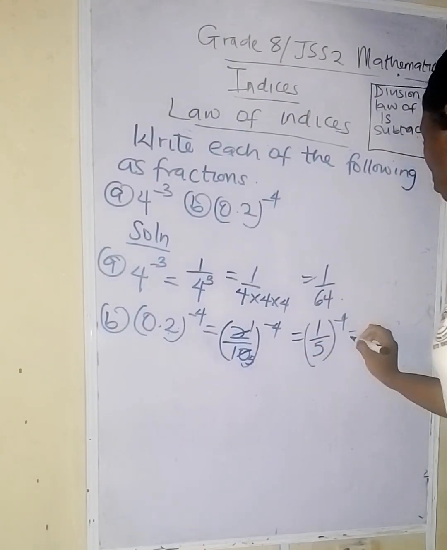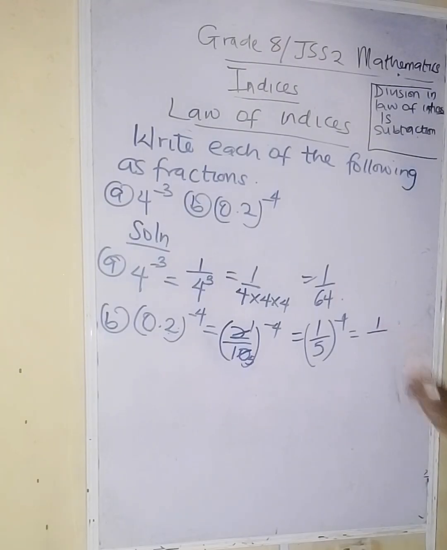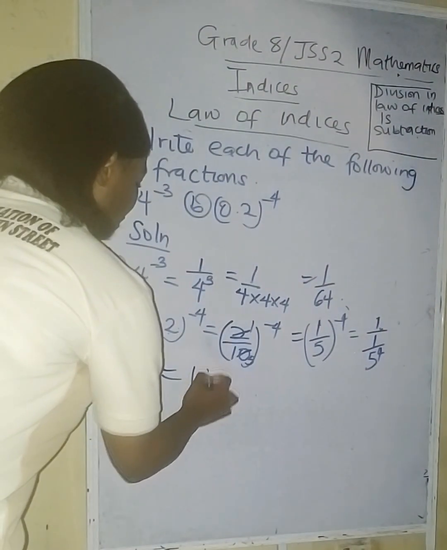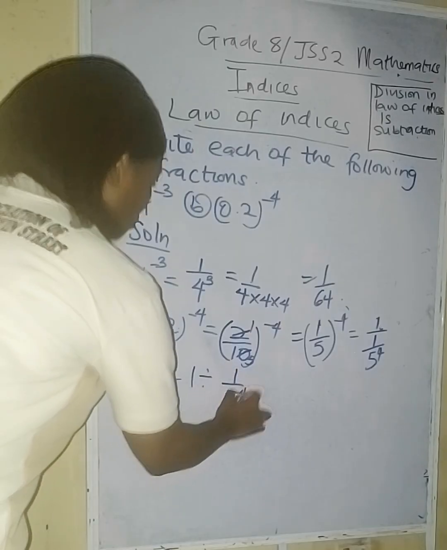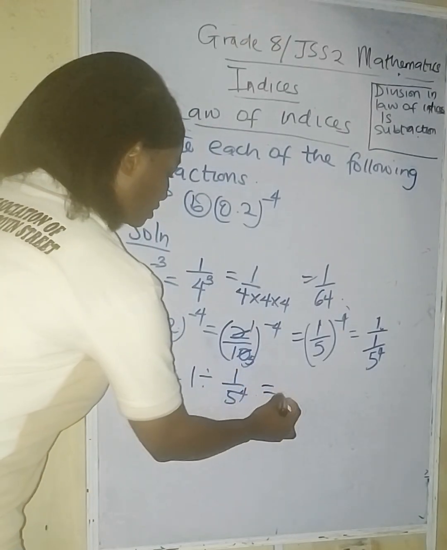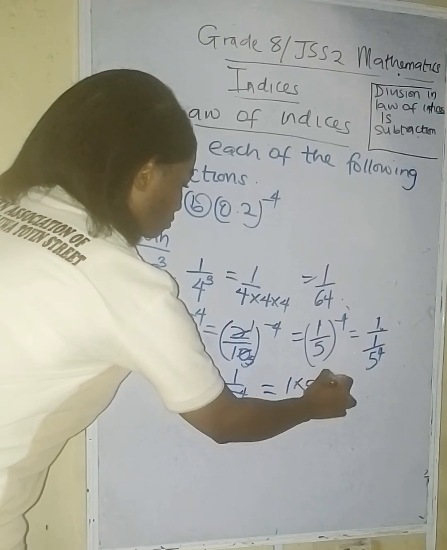So we can change it to 1 over 5 raised to power 4. Alright? I told you that whenever there's a minus 4, we change it to what? 1 divided by. So that will be 1 divided by 1 over 5 raised to power 4. So now let's change this. This can also be written as 1 divided by 1 over 5 raised to power 4. So you can still also write it as 1 times 5 raised to power 4.